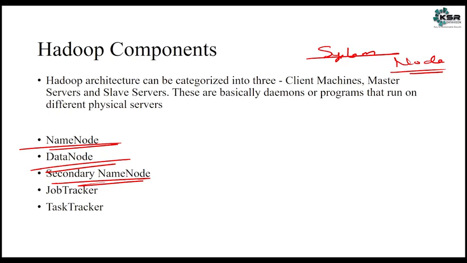So if the name node is not there, then all the secondary nodes or slave nodes cannot be tracked. Exactly. When the name node is not there, all the data nodes will not get work, right?